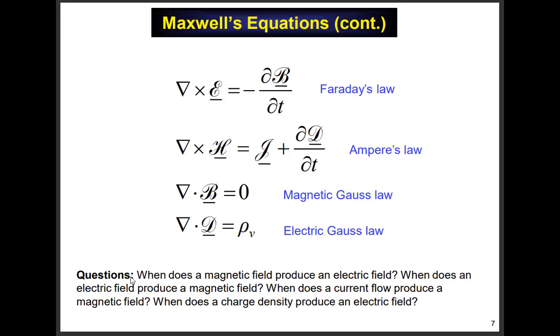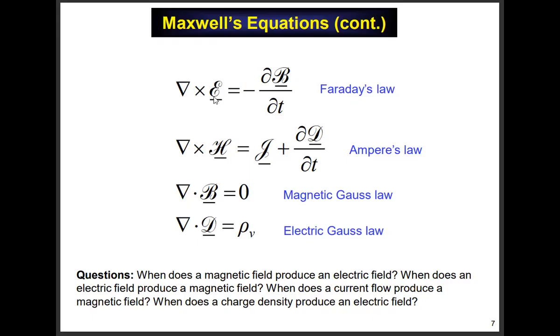Okay, now I'd like to walk you through these questions. They're kind of interesting. Let's see if this makes sense here. So, question: when does a magnetic field produce an electric field? And I'll give you a hint. To help us answer that question, I propose looking at the first one called Faraday's law. Question again: when does a magnetic field produce an electric field? Any guesses? A little louder?